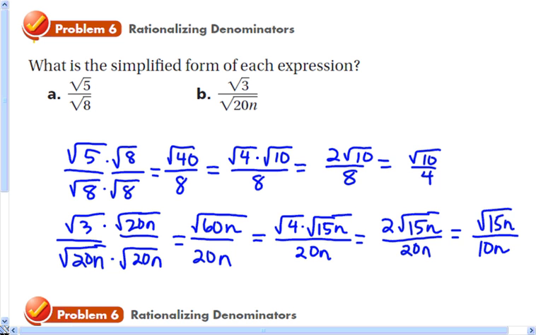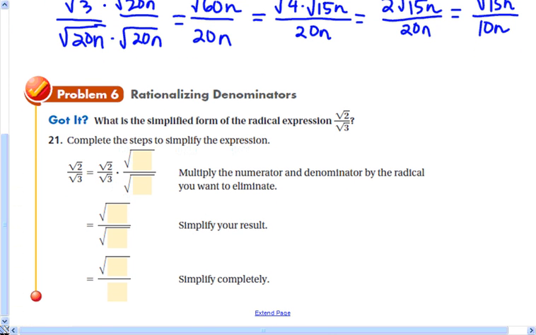Now some of you might be thinking, well, why can't we cancel those n's? Well, this n in the numerator is really the square root of n, not n. So you couldn't cancel it with that. So that's it. All right, I'll let you try one of those.